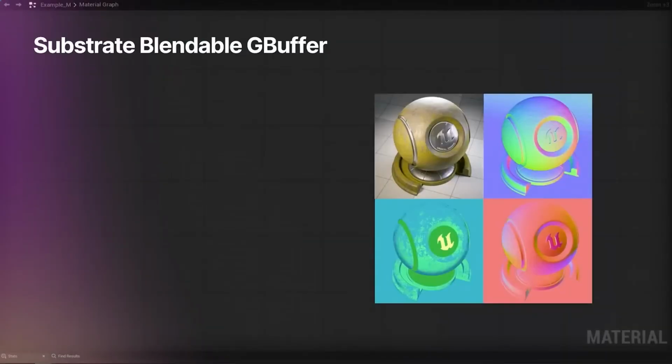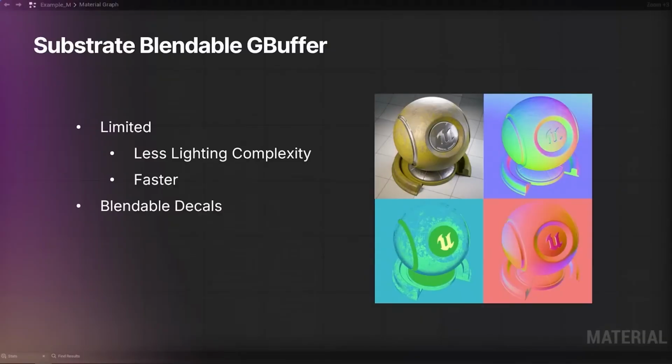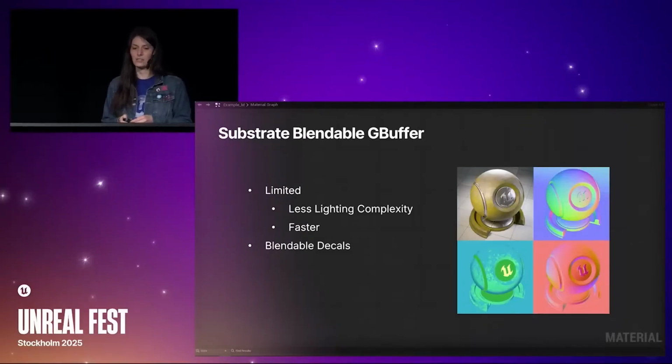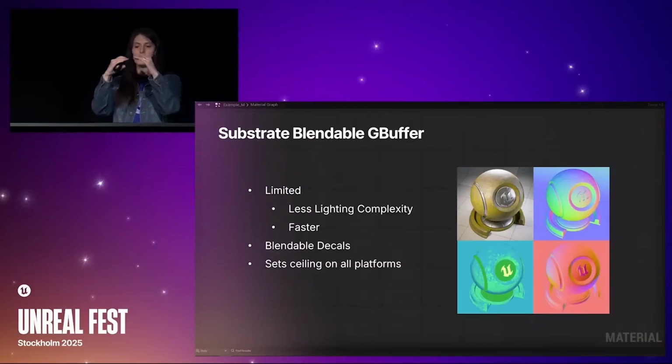Substrate's blendable GBuffer is the more limited option. The trade-off here is that it has less lighting complexity, but because of it, it is the faster option. It retains the legacy GBuffer characteristics and handles Substrate data through packed render targets, automatically simplifying it into a single slab. It also supports blendable decals. And if you set your project to blendable, that becomes the ceiling, and all platforms will be blendable, even if they're SM6 and could have supported adaptive GBuffer instead. So keep that in mind.